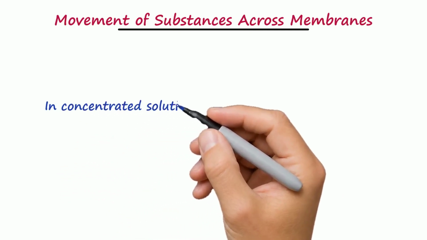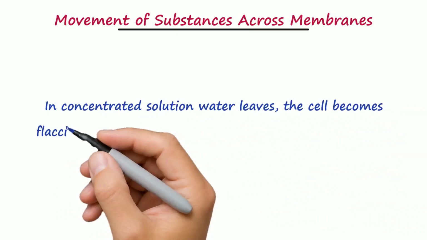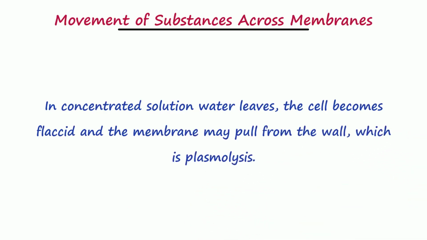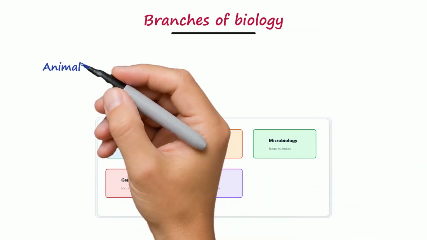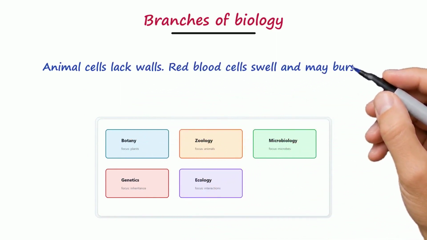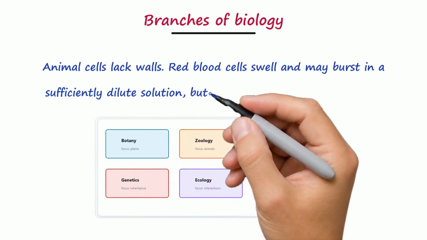In concentrated solution water leaves, the cell becomes flaccid and the membrane may pull from the wall, which is plasmolysis. Animal cells lack walls. Red blood cells swell and may burst in a sufficiently dilute solution, but shrink in concentrated solution.